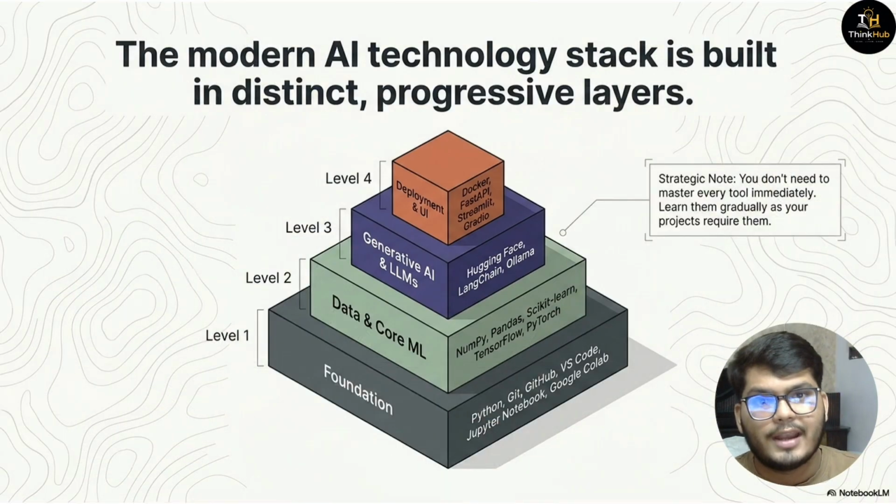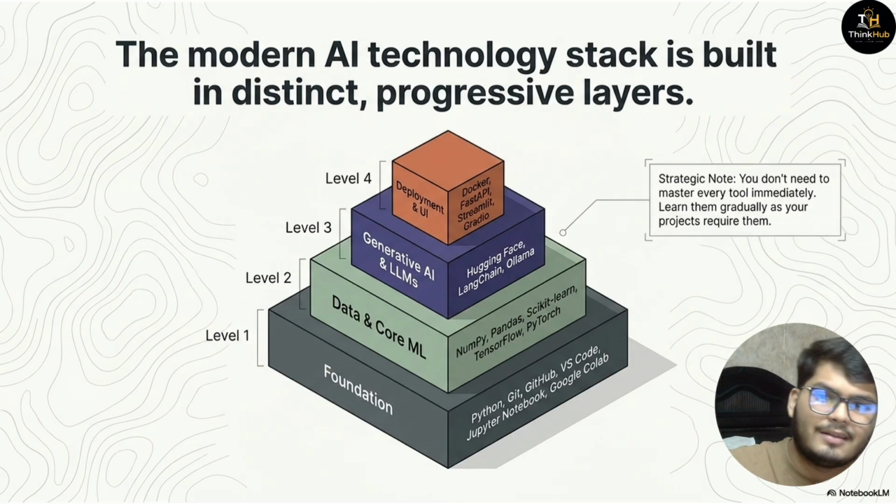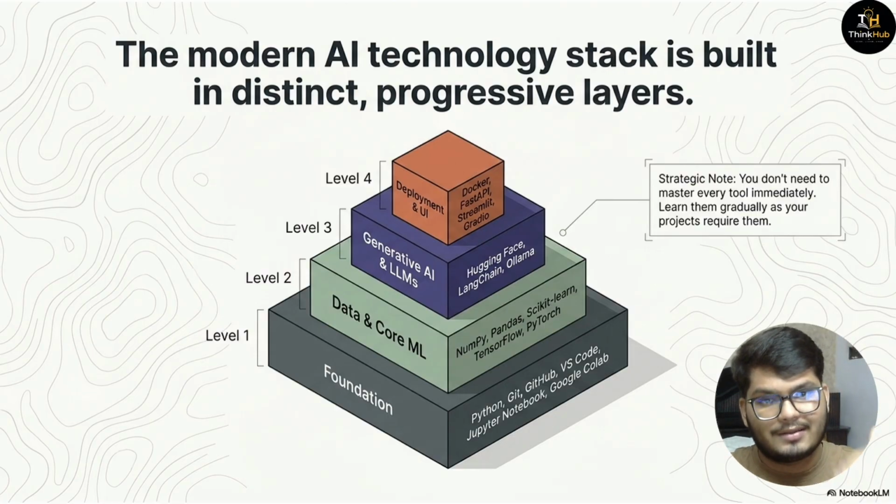And the modern AI technology stack is built in distinct levels. Basically, the foundation is Python, Git, GitHub, VS Code, Jupyter Notebook, Google Colab, and all. And then level 2 is data and core ML. So basically NumPy, Pandas, Scikit-learn, TensorFlow, and PyTorch.